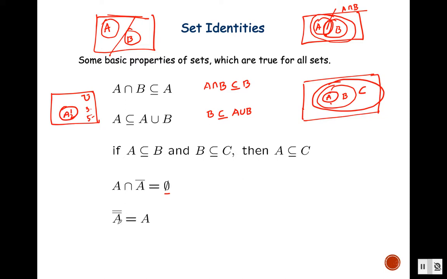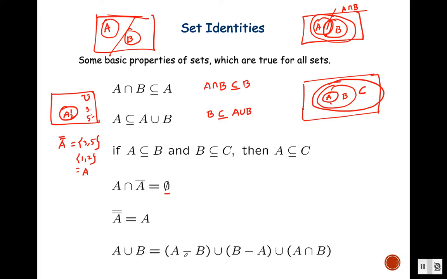The complement of the complement of A, the double complement of A, is going to give us the same set. From the figure you can see that A complement is all the elements that are not in A, so it will be 3 and 5. Now if we take the complement of this, that means all the elements that are not in the complement of A, so it will be 1 and 2. So this is the same as set A.